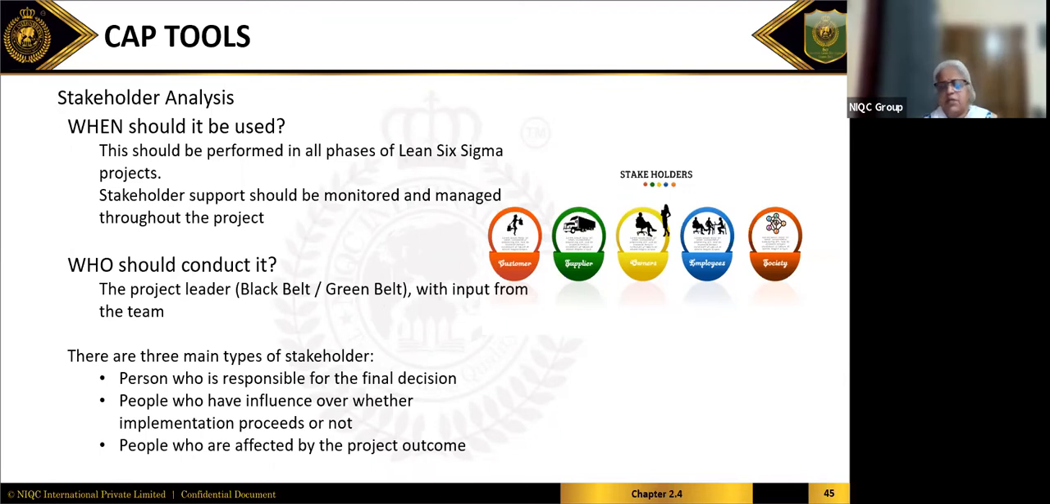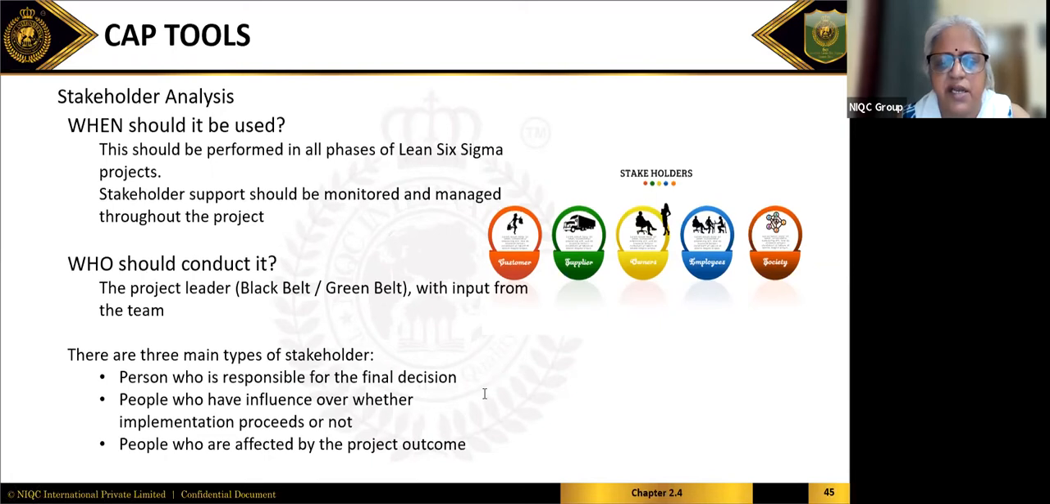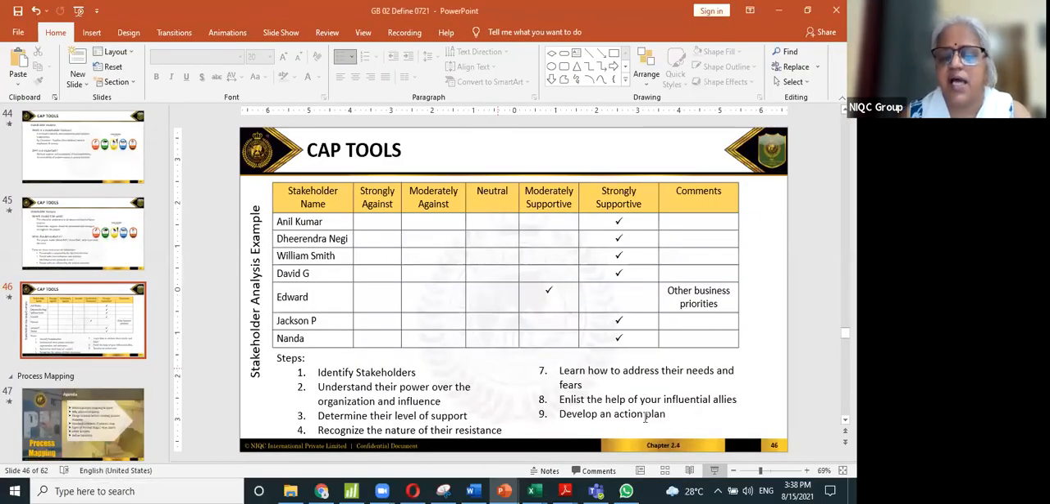You must find out. And when do you do stakeholder analysis? Very important point. When will you do it? Only in define phase and improve phase? All the phases. Stakeholder analysis is done in all the phases. Very good. So let's write it in our notes. So that is the last CAP tool. What is the last CAP tool?